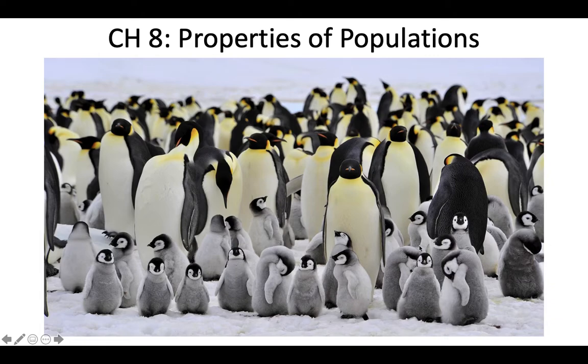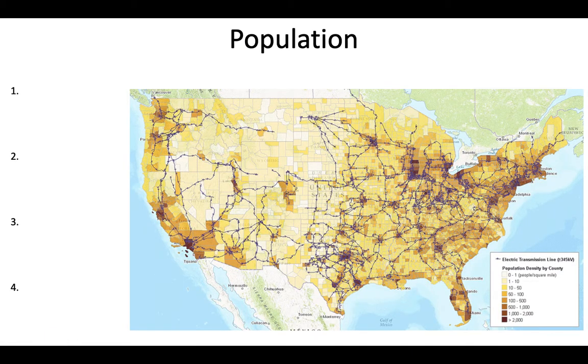This is an adorable population of penguins here. So let's define a little bit about what a population is. A population is a group of individuals of the same species that inhabit a given area. So you'll likely see more questions on future exams of identifying the hierarchical level of ecology that a study is covering. If it's of a single species and it's measuring multiple individuals of that species in a geographic range, that is a population level ecology study.